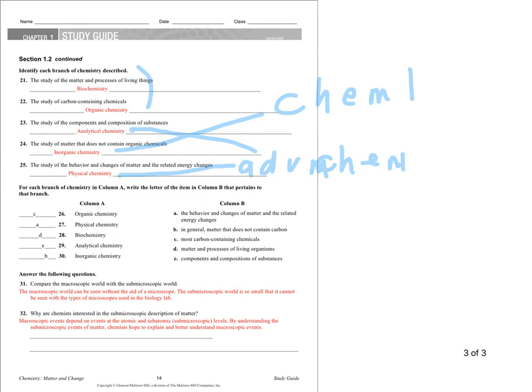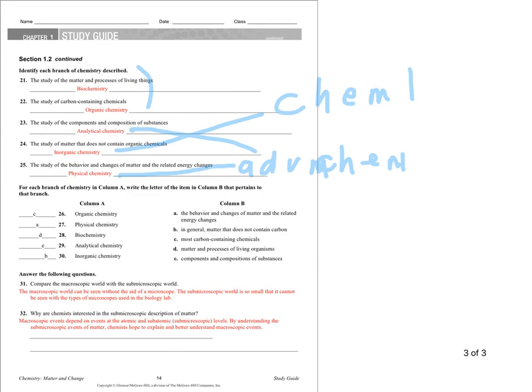So we have macroscopic: things that can be seen without the aid of a microscope. Microscopic: things we can see with a microscope like you use in biology. Submicroscopic: we can't even see it with a typical microscope. So you have three phrases: macroscopic, microscopic, and submicroscopic.